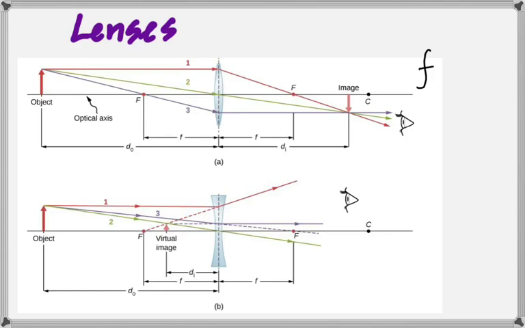Let's check it out according to the diagram. Convex lenses behave like which mirror? Concave mirrors. So convex lenses and concave mirrors have the same properties, while concave lenses and convex mirrors have the same properties. It's either you know it or you don't. I mean, take the guesswork.